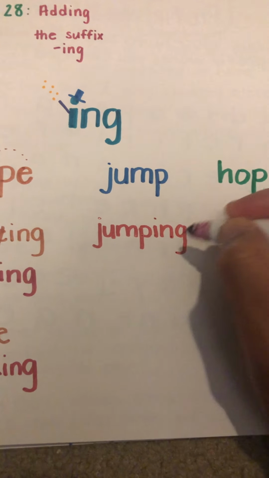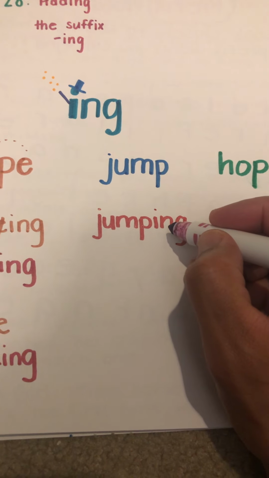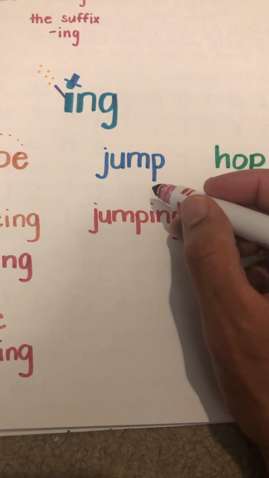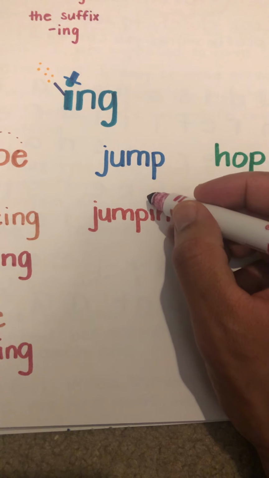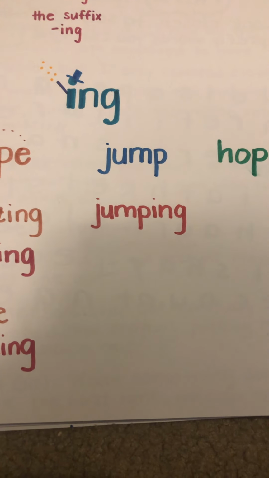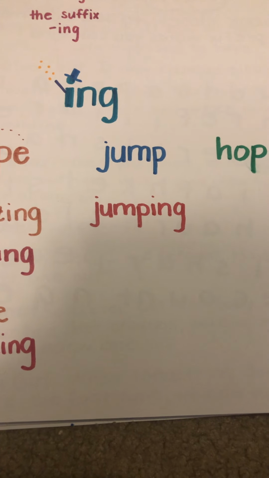Now you may say, Mr. Jones, what about the ing's magic? Well, remember, it can only shoot its sparks over one letter. It shoots its sparks over my letter P, but it just lands on the letter M. No problem. My word stays the same.